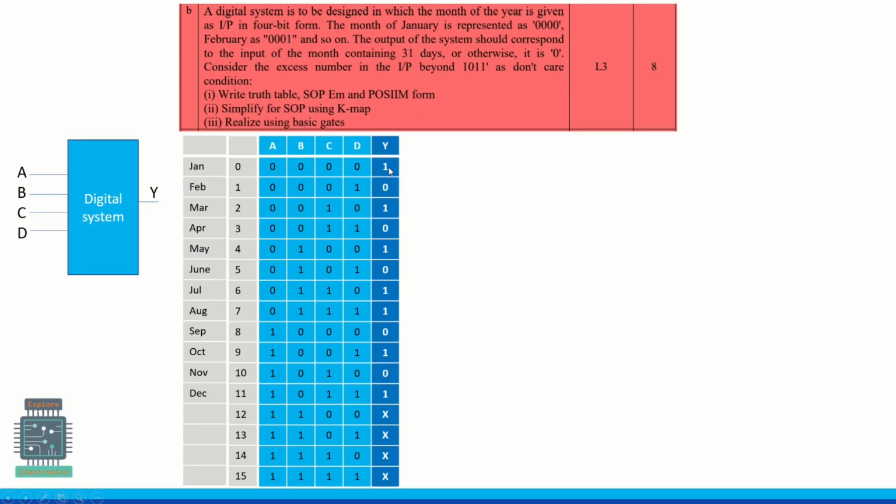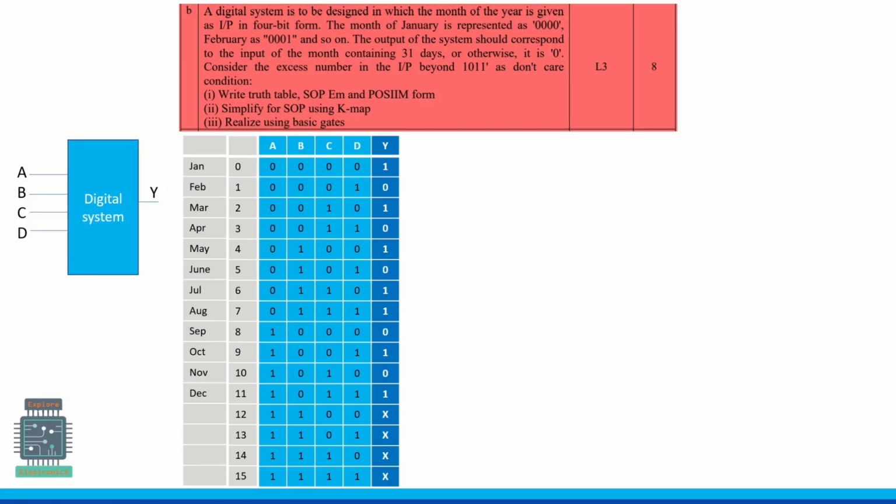You can see here this is January, I have taken it as 1, January containing 31 days. Similarly March contains 31 days, so it is also 1. May also contains 31 days, so output is 1. July and August have 31 days, so we take the output as 1, and also October and December as 1. After the 1011 input, the remaining inputs we take as don't care, that's why XXXX is taken. So this is the output Y for this set of combinations of ABCD.